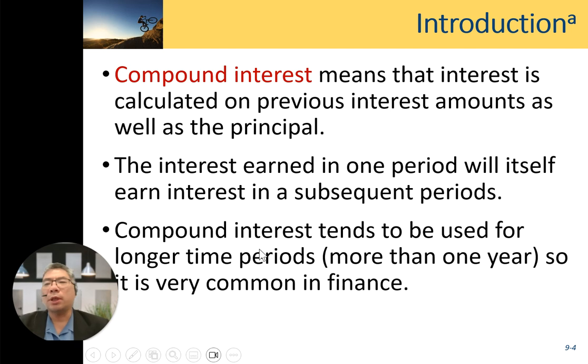What is compound interest? Compound interest means that interest is calculated on the previous interest amount as well as on the principal. The interest earned in one period itself earns interest in the subsequent periods. Compound interest tends to be used for longer time periods, more than 1 year. So it is very common in finance.